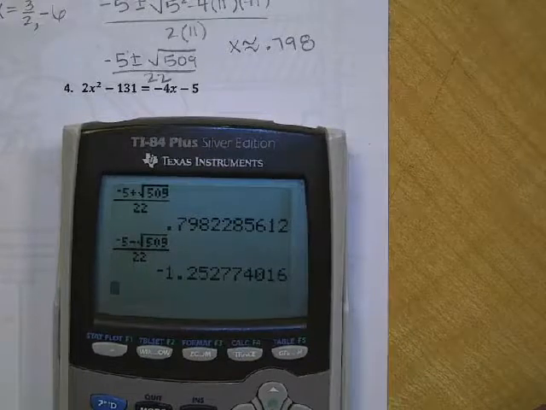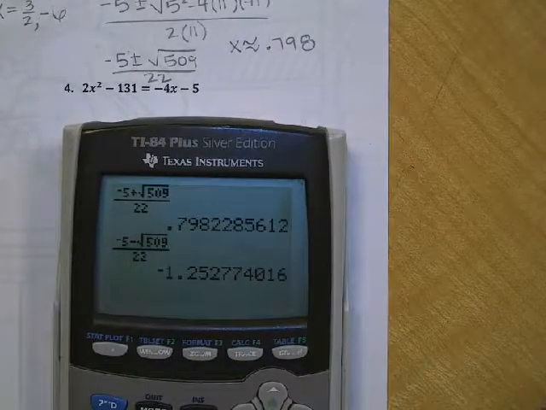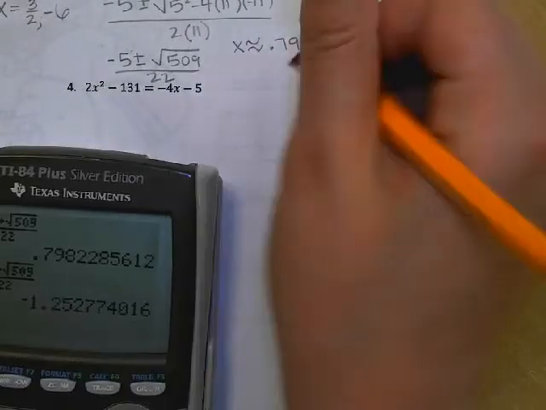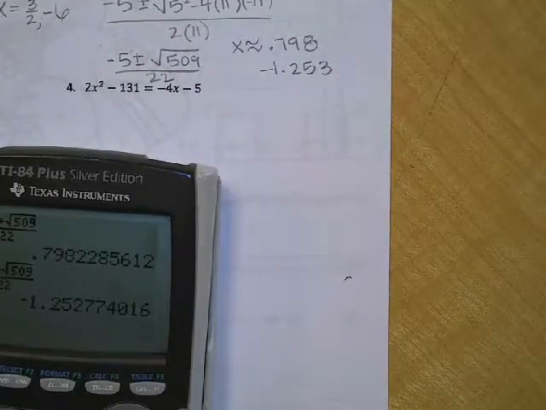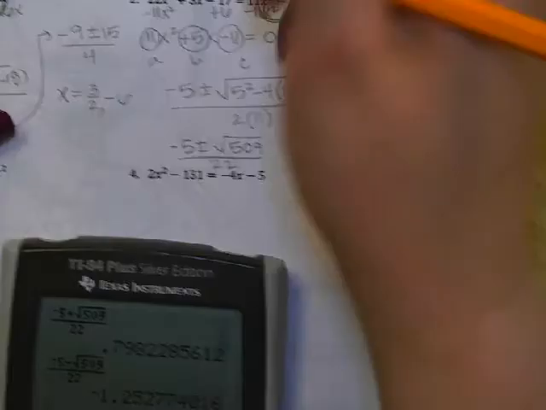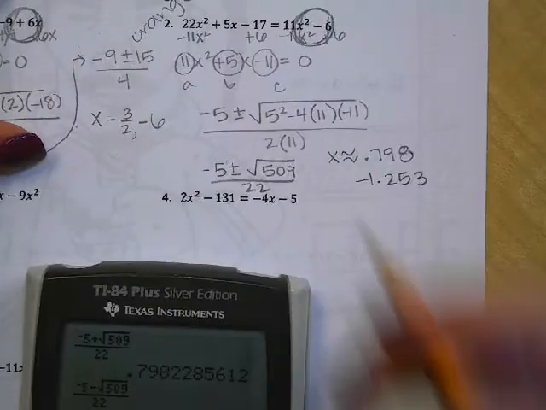Okay. All right. So we have 0.798 and -1.253. Okay, so what color should I do? Orange. Dark orange.